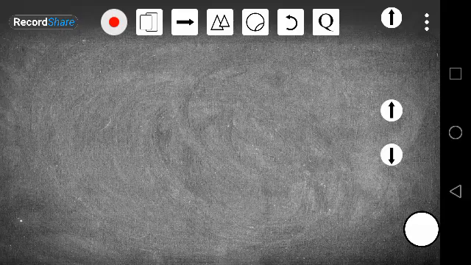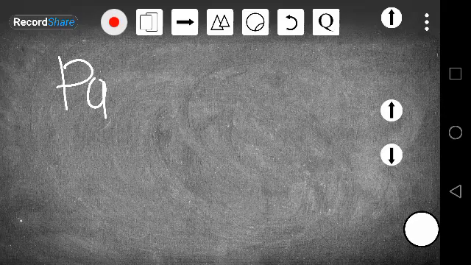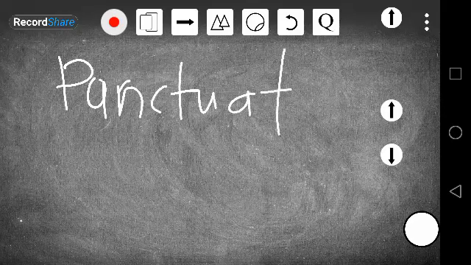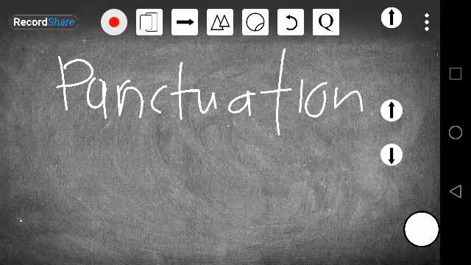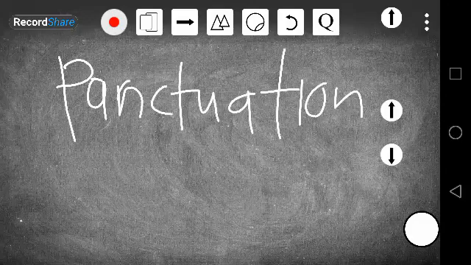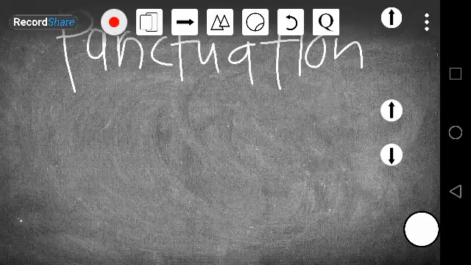Today we are going to look at punctuation. Punctuation will help you when writing your English. You should know where to place things like commas, question marks, full stops, etc. All right, so I'll start with the capital letter.